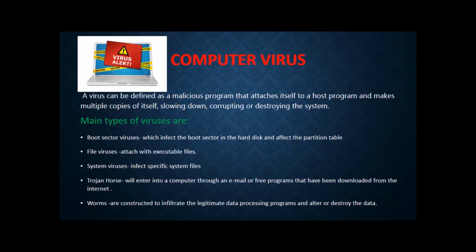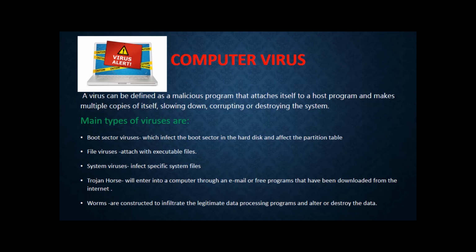Now, lastly, we look at computer viruses. You remember earlier we had talked about software, and there were utility software, and one of them was antivirus. An antivirus fights a virus. Now, what's a virus? A virus can be defined as a malicious program that attaches itself to a host program and makes multiple copies of itself, slowing down, corrupting, or destroying the system. It comes to destroy the system.